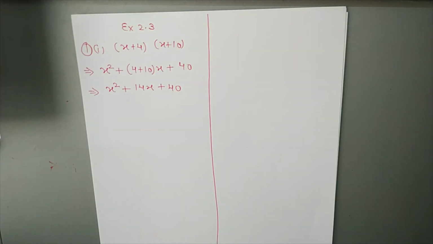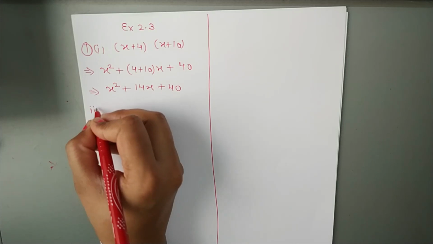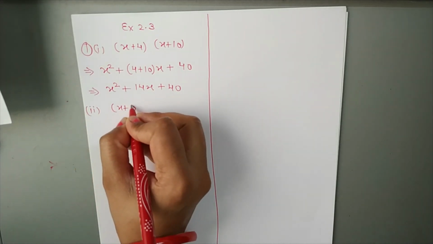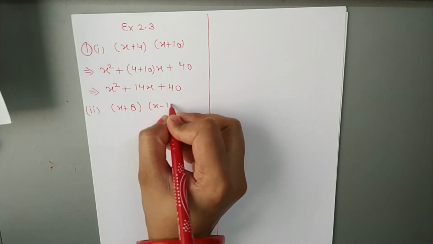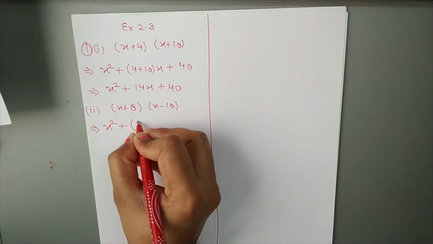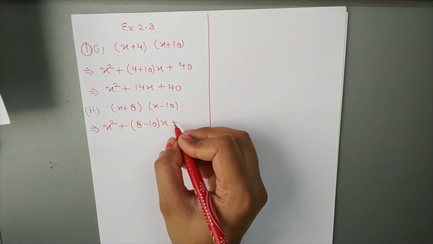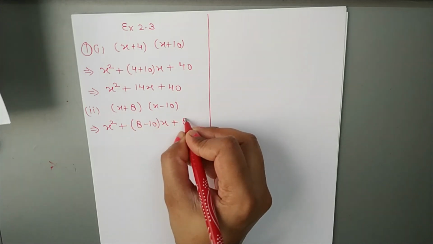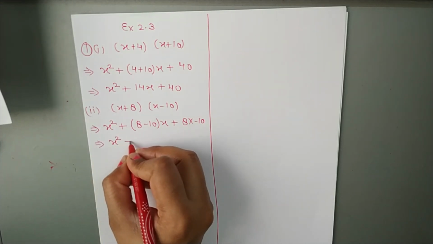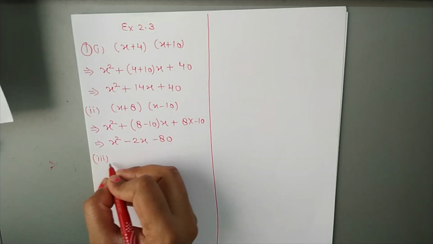In all these questions you have to write identities. Now the second one, (x + 8)(x - 10). So x^2 + (8 - 10)x + the multiplication of 8 and -10, so 8 into -10. So it will be x^2 - 2x - 80.